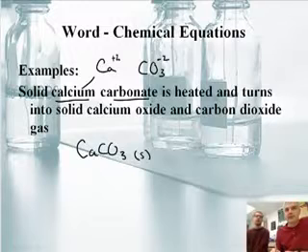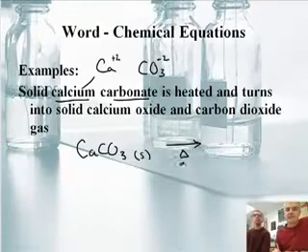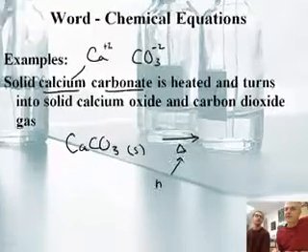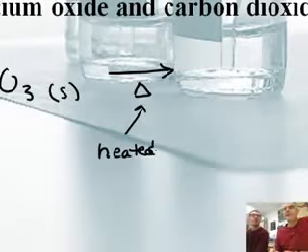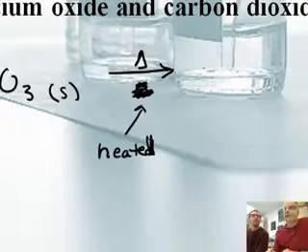And it's heated and turns into. I'm going to write an arrow. When you heat something, you put a little triangle near the arrow. It can go above or below the arrow. I don't think it matters; above is probably more convention. That means it's heated.